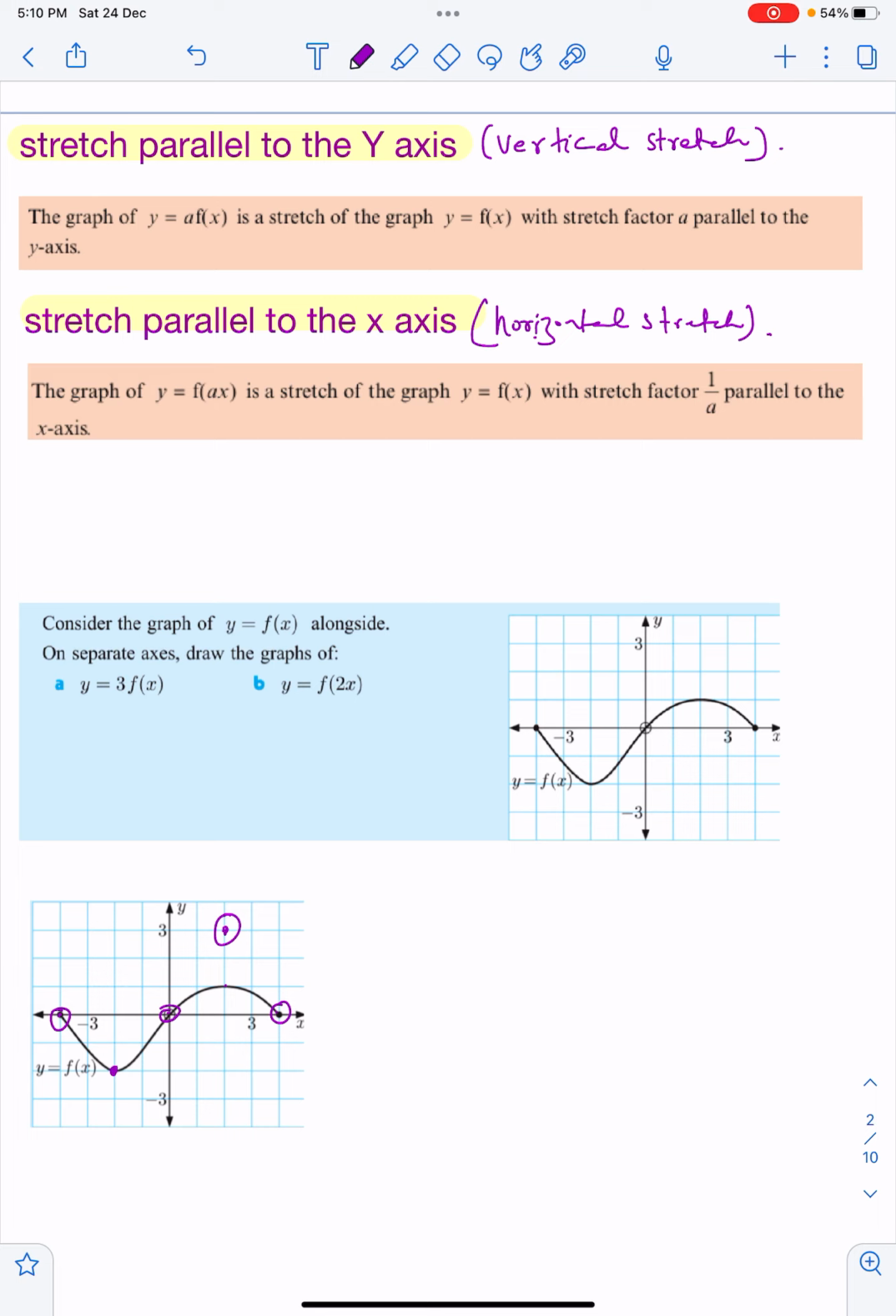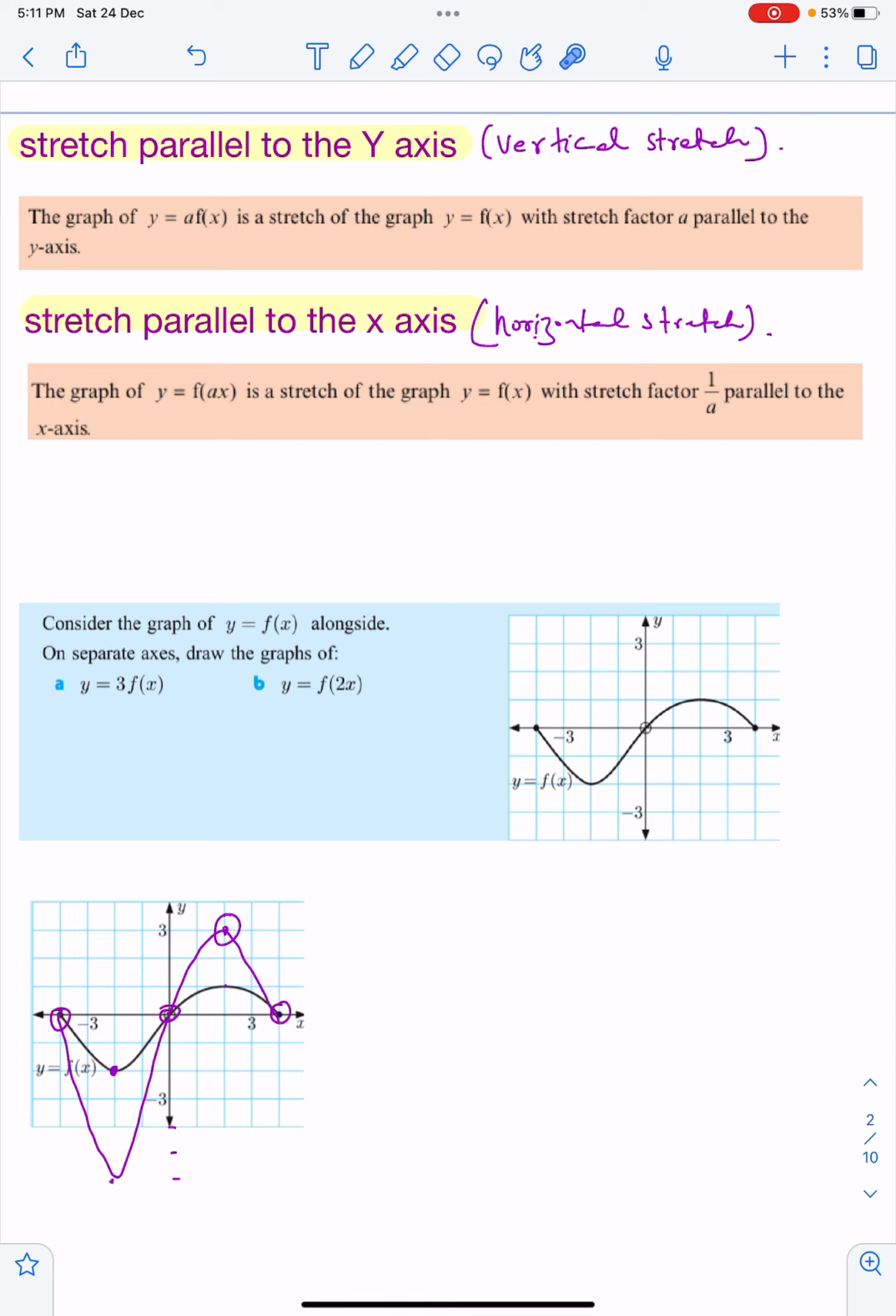So this point will remain as it is, but this point will be multiplied by 3. So if this is 3 times f of x, if it is negative 2, it will go on to negative 6. Negative 6 lies somewhere here, so it is going to go here. Okay, so let me draw this. This will be the graph. If you notice, in case of a vertical stretch, every y coordinate is being multiplied by 3. This was negative 2, it is multiplied by 3.